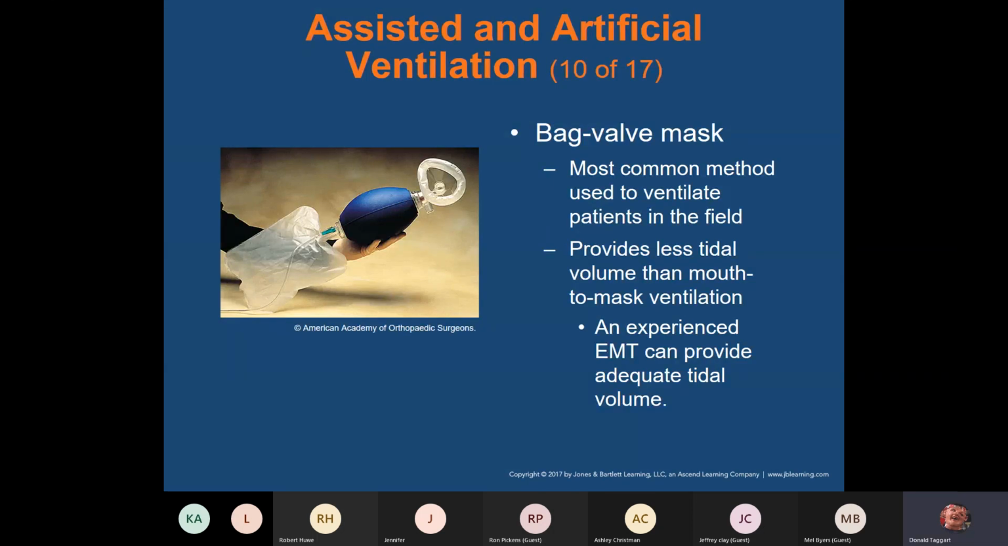Okay, so there's a BVM. Most commonly used method in the field. And if you get good with this, you should be able to try to bag by yourself, but most of the time, we want to try to do it with 2 people. It's just way more efficient. Again, if you have small hands or there's a beard or they don't have dentures, it's really hard to get a seal.